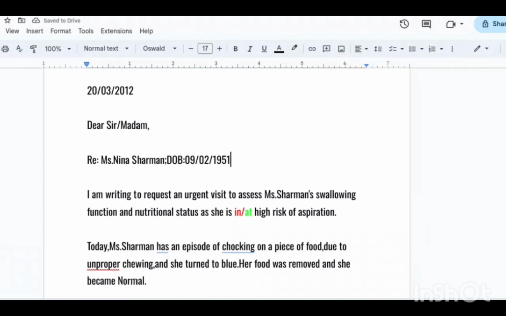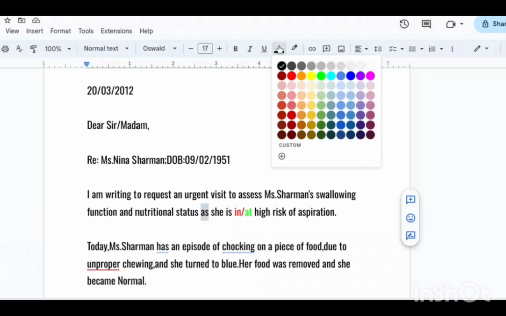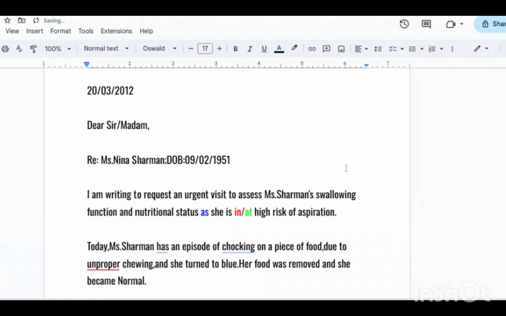So other than that, the introduction seems to be okay. Like you are writing to request an urgent visit to assess Miss Sherman's swallowing function and nutritional status. Okay, so you are saying it is a reference letter. You don't need to mention it in that, but it's okay regarding that. And again, since she is at high risk of aspiration is better than as. Okay, that is another thing. You can change that as in your letter if you need to, because we already discussed that in the previous classes.